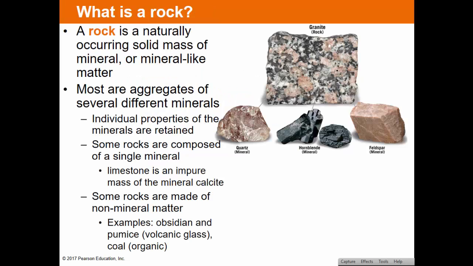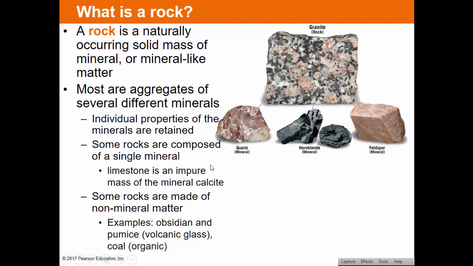All right, a rock is also a naturally occurring solid mass of mineral, or mineral-like matter in some cases. Most are aggregates or collections of different minerals. In some cases you have just one mineral, like gold or copper, but most are aggregates of different minerals. Individual properties of those minerals are retained. So this is a chunk of granite, which is a plutonic igneous rock. It was a melted magma that cooled slowly, creating these large crystal grains. These crystals are crystals of quartz, these crystals here are crystals of feldspar, and these black crystals are hornblende, or maybe even a mica. But nonetheless, the different minerals maintain their individual properties in this conglomerate of rock.